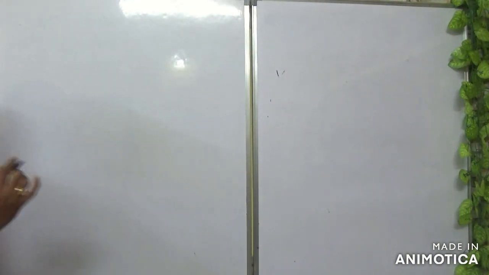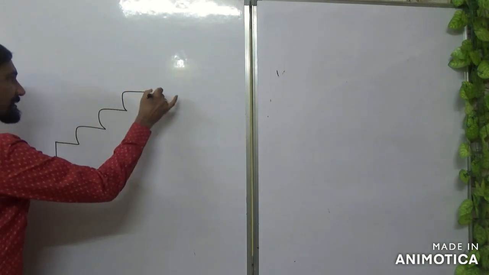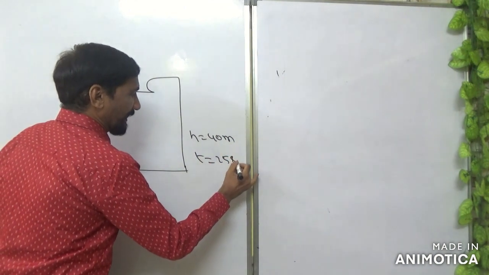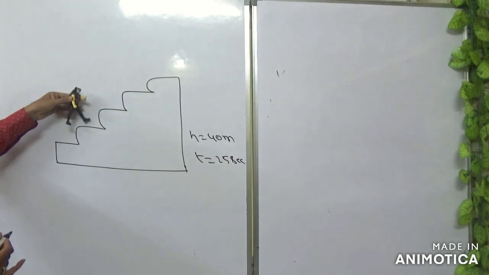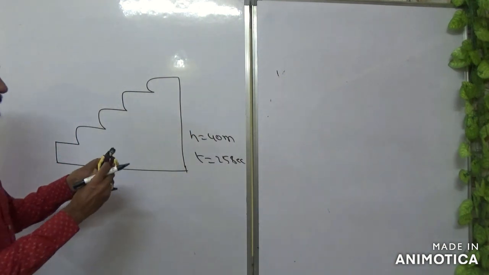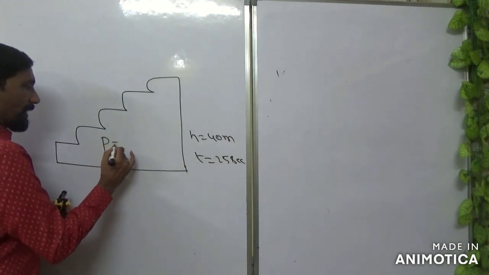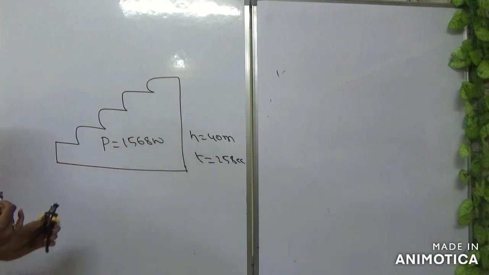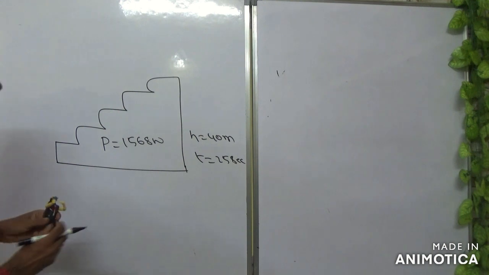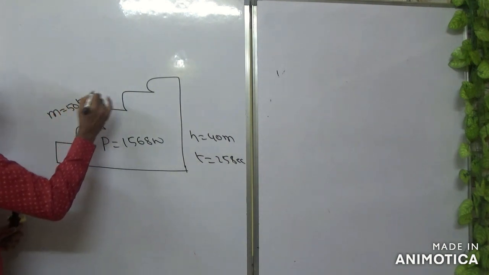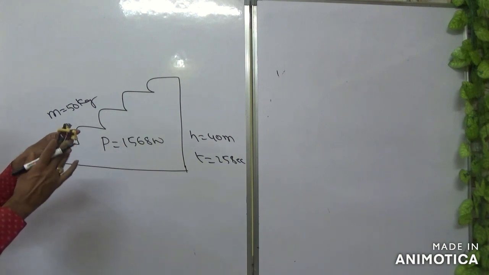Now suppose you have been given a problem. A man of certain mass carrying luggage of 50 kg climbed up a staircase of height 40 meters in 25 seconds. Suppose this man's power is given as 1568 watt. So a man of 1568 watt power climbed up a staircase of height 40 meters in 25 seconds. The luggage mass is 50 kg, that is given. You want to know only the mass of this man.